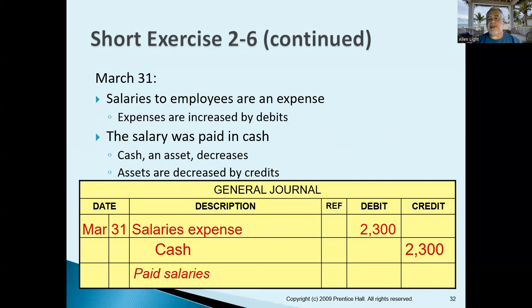Now on March 31st, salaries are paid to employees. Well, once again, salaries are expenses. That's the cost of doing business. Those are increased by debits. Cash, which is an asset, is decreased because I have to give it away. I'm paying it out. Therefore, cash is credited. So my salary expense is $2,300 because I'm adding to it. My cash is going to be a credit because I'm decreasing cash. I'm giving it to my employees as their salary for $2,300.